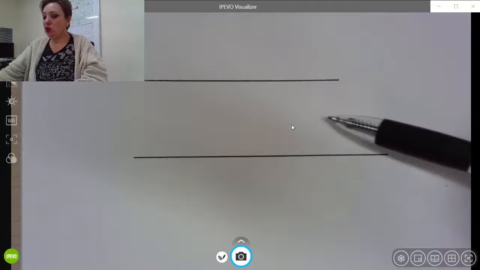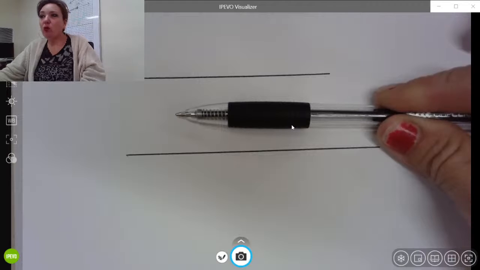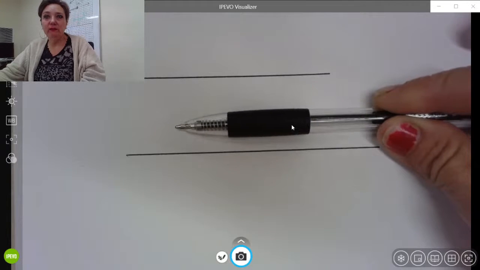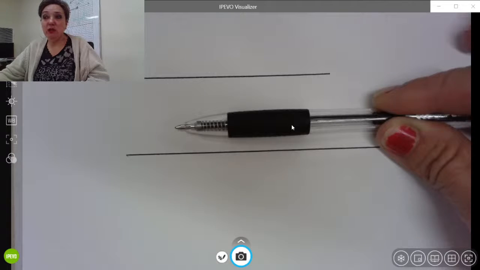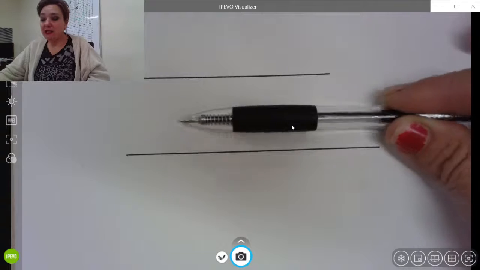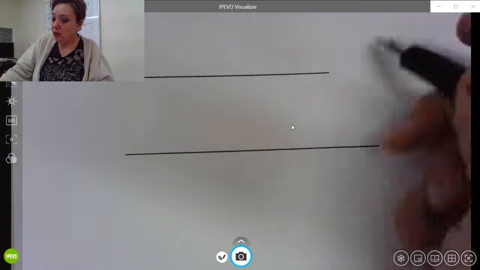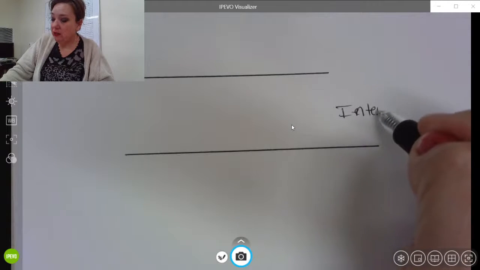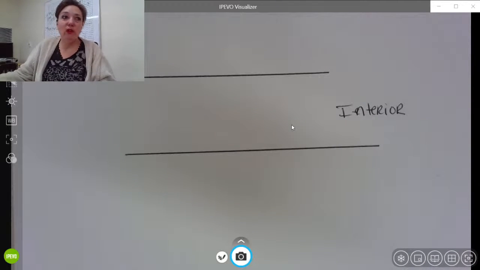If I'm talking about these two parallel lines and I say inside them, what is a word I might use beside the word inside? Think about your house. What's another word used for the inside of your home? It sounds very much like inside. Interior. So we call this, in between these two parallel lines, the interior. Anything inside of this is called interior. It's a math word we use.